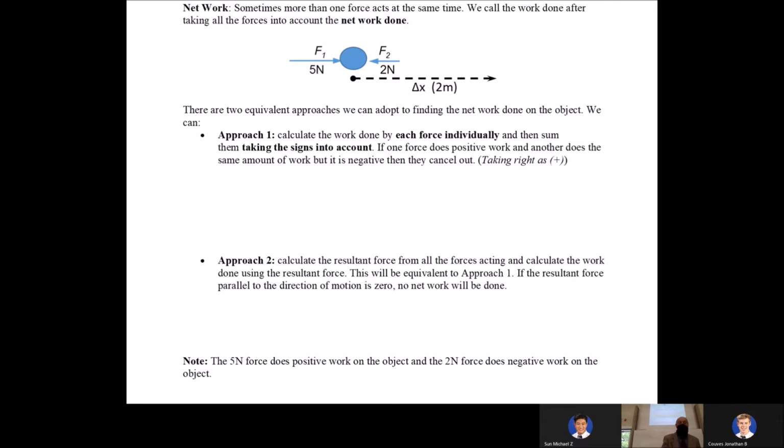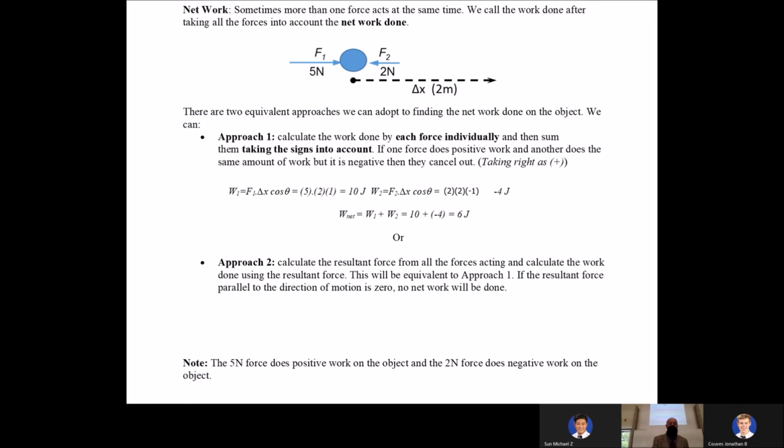That's easier. So can I put approach 1 up? You should have got 6 joules net work. That's because the work of force 1 was 10 joules and the work of force 2 was minus 4 joules. Then your net work, W1 plus W2, was 10 minus 4, which gives you 6. Let's see a show of hands if you got that right. Lovely.